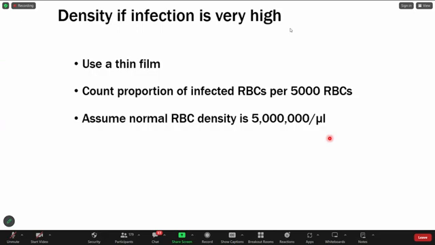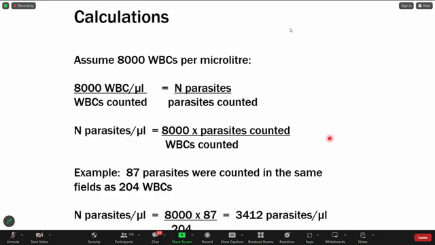Then we can also report parasite density, that is parasites per microliter, where we take the number of parasites counted, multiply it by the absolute WBC count of the specimen, or by 8,000, then we divide by the number of white blood cells we have counted. That will be the parasites per microliter.